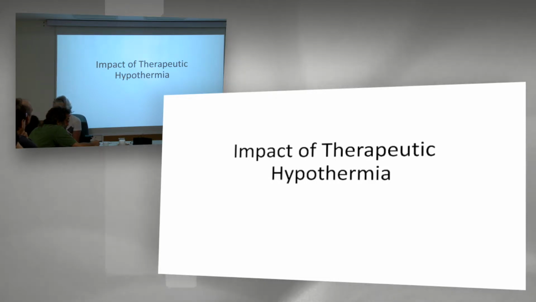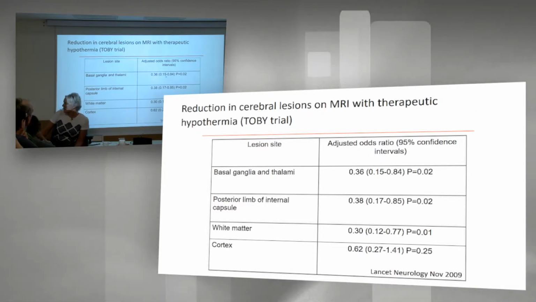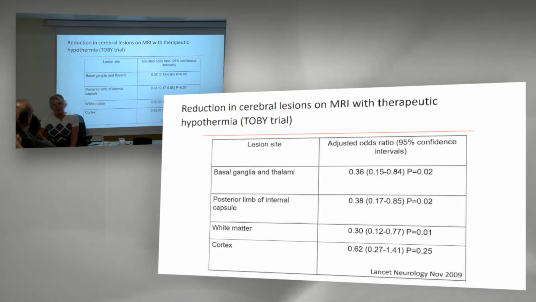Does hypothermia make a difference? As I said before, this is probably the best data. These are the risks or the odds ratios for injury after hypothermia. This is, in other words, a 65% reduction in the severity of the brain injury on MR in each of these areas, whether it was the basal ganglia, white matter, and maybe a little bit less in the cortex after hypothermia compared to infants who did not receive hypothermia.